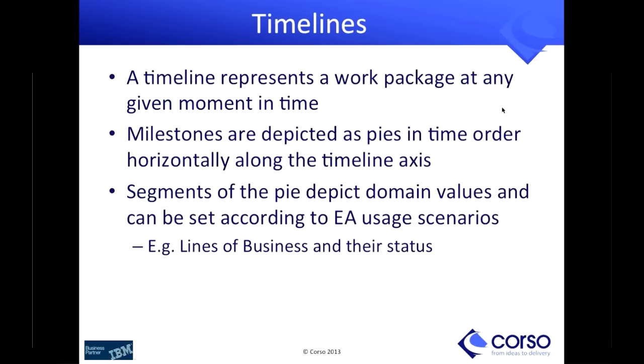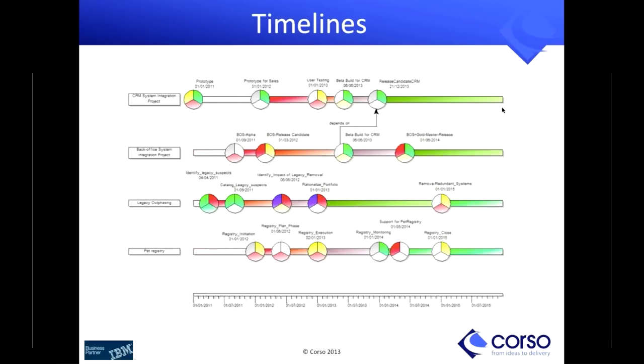Now what we also have is a timeline. A timeline is a diagram view that represents information over time. What it shows us on here, and I'll show you this live in a second, is each work package laid out horizontally, and each pie that you see on the timeline is representing a milestone within that work package. You'll see at the bottom there's something called pet registry. The timeline at the bottom is set from 2011 to 2015, and it's automatically showing us where those milestones fit within the work package. So let's have a look at some of those concepts.